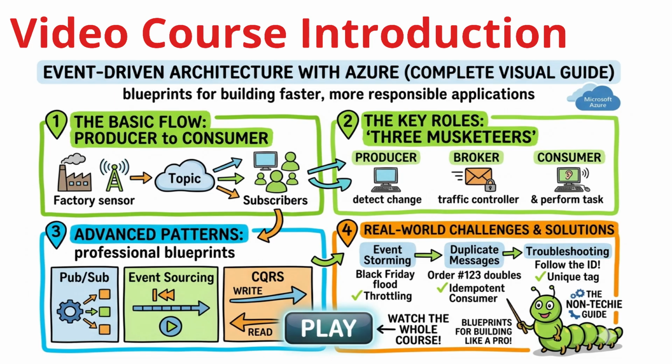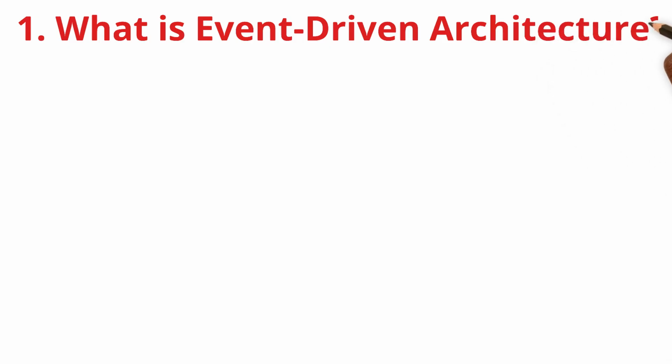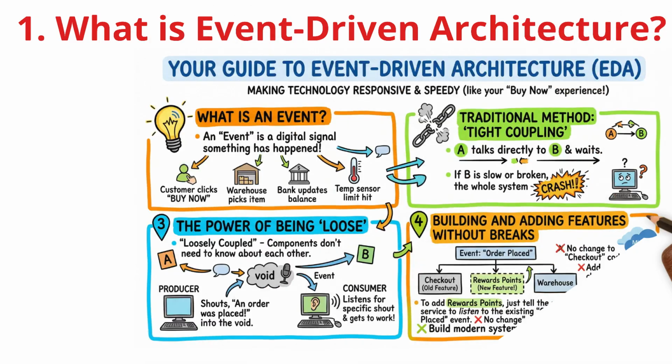Over the next few minutes, we'll strip away the jargon to reveal the three musketeers of messaging, explore professional blueprints like pub/sub and CQRS, and show you how to conquer real-world challenges like event storming. Whether you're a developer or just curious how the digital world moves so fast, stick around. By the end of this course, you'll be building systems like a pro. Let's dive in.